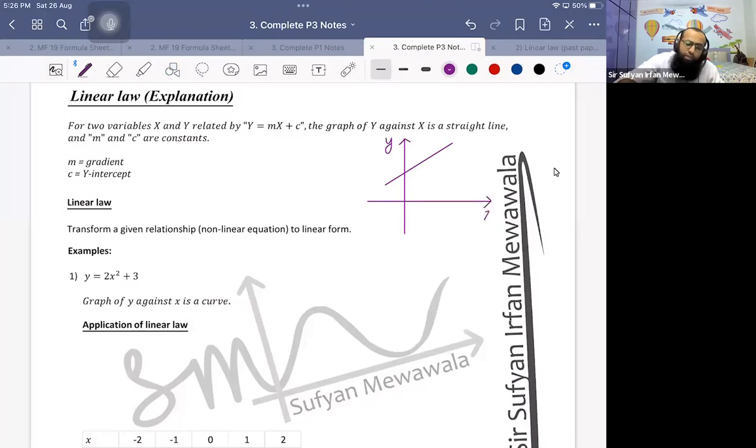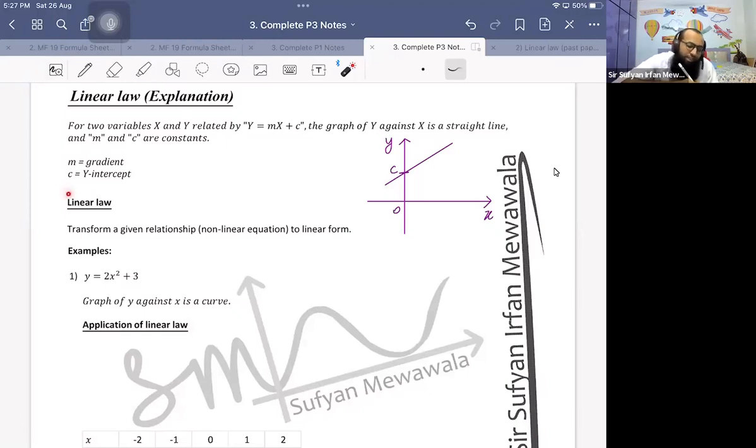So if it is a graph of y against x and the equation is of the form y equals mx plus c, then this point is known as c. The y-intercept is the point where the line crosses the y-axis. All right, so now what is linear law? Let's read this once. For two variables x and y related by y equals mx plus c, the graph of y against x is a straight line and m and c are constants. So always remember, y and x are variables, m and c are constants. M is the gradient, c is the y-intercept, both of which are constants. A variable is something that varies, that changes constantly, but constants are something that stays the same throughout, right?